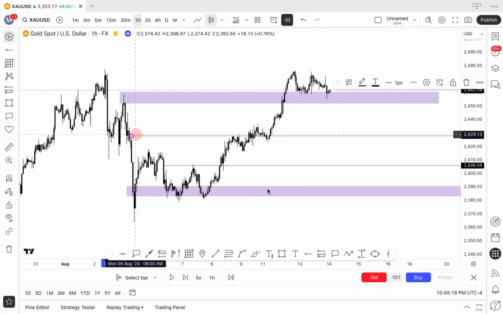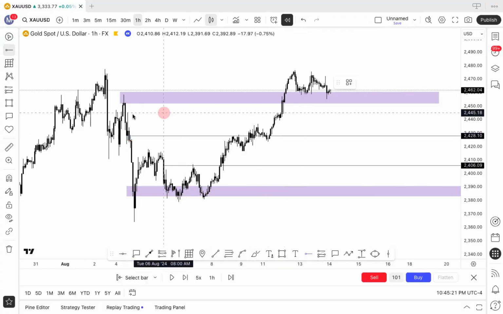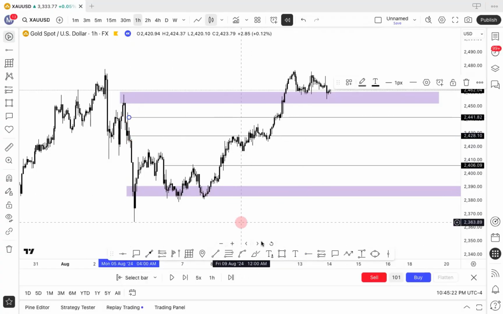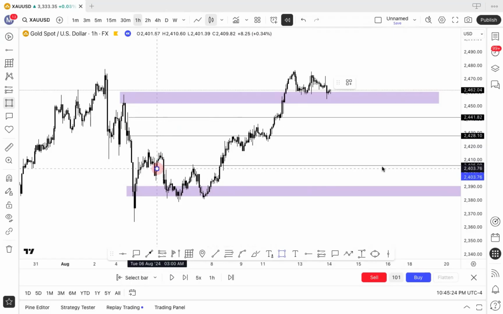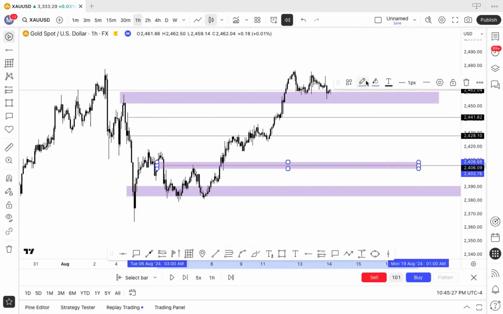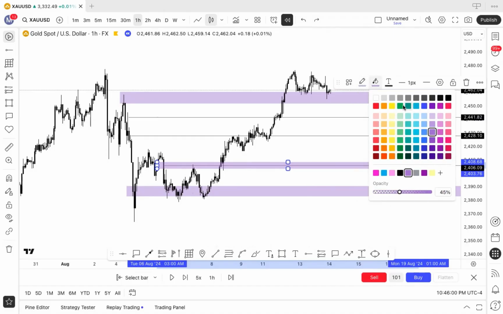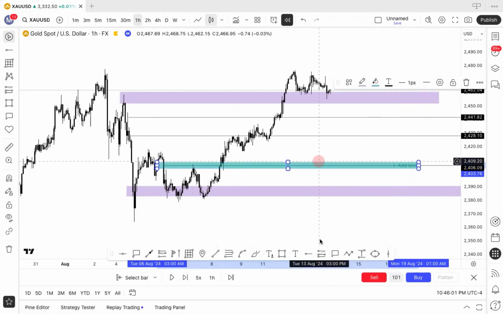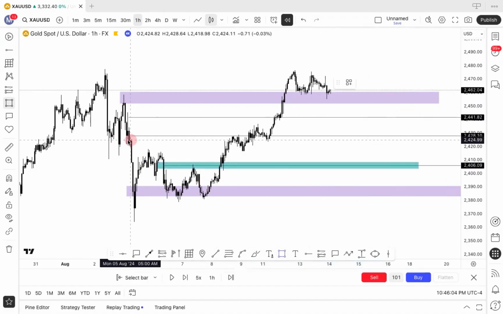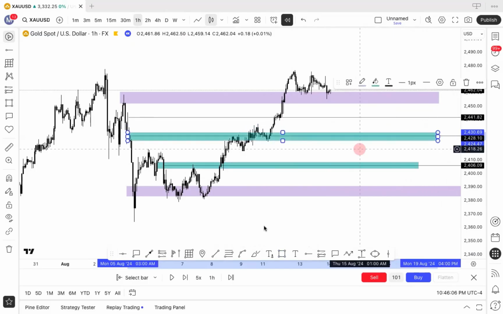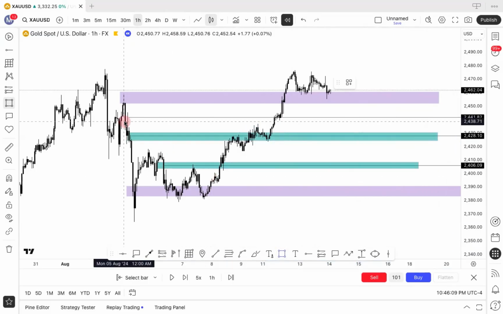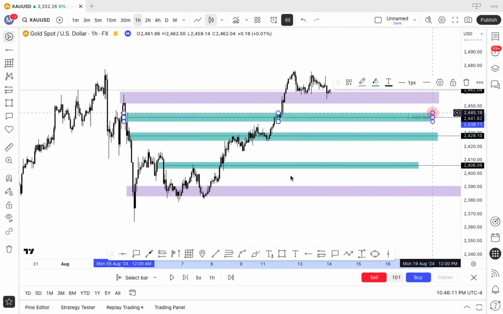So that being said, I could draw another zone here, I could draw another zone here. And realistically, these are now going to be considered your minor zones because they were found on what? The lower time frame. I'm going to make this green. All right, so we have a minor zone here, a minor zone here, and we also have a minor zone here.